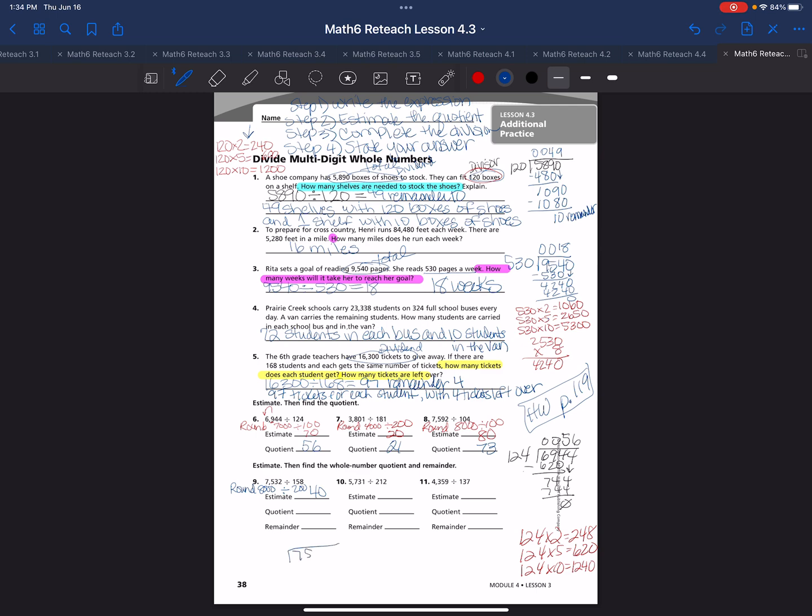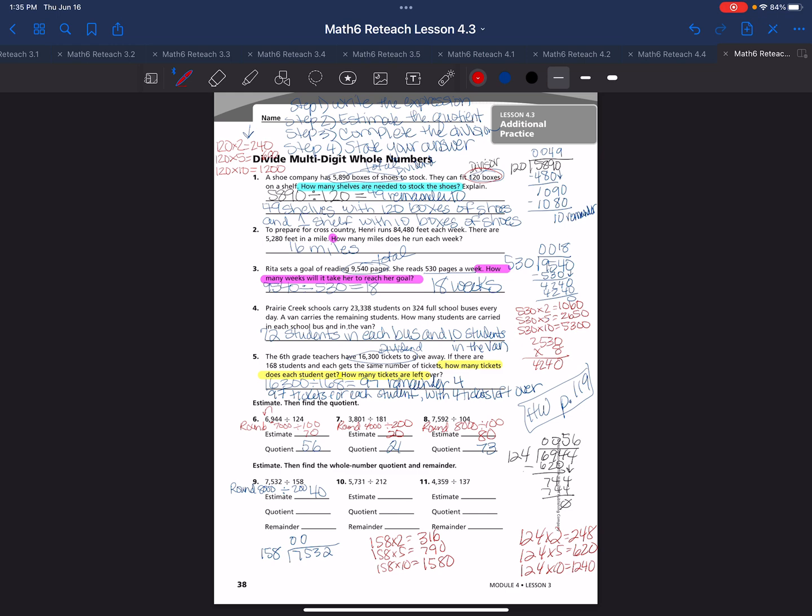So 7,532 is the dividend. 158 is the divisor. Can 158 go into 7? Nope. Can 158 go into 75? Nope. Can 158 go into 753? Well, let's do our benchmark estimates here. It kind of just gives us an idea of where to start. It's worth our time. So 158 times 2 is 316. 158 times 10 is 1,580. And if we take half of that, we get 790.